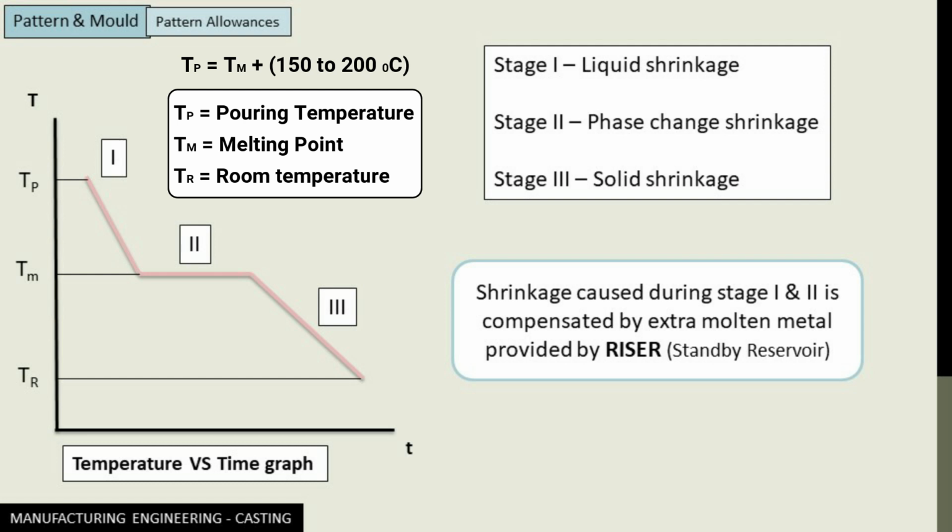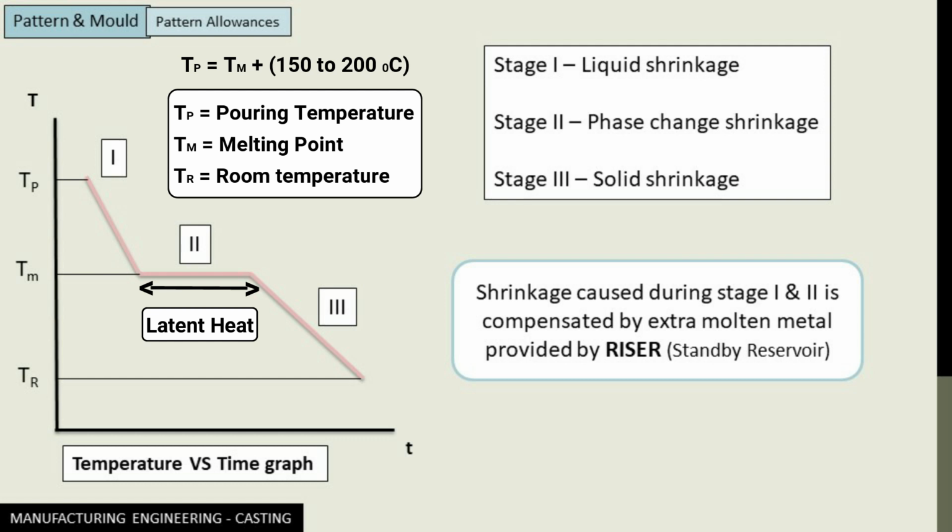Now this whole process is bifurcated into 3 stages. Stage 1 is the liquid shrinkage, in which the molten metal is poured and flowing through the gating system. The second phase is the phase change shrinkage, in which the liquid metal starts to turn into solid. During this time period, temperature remains constant for a certain time because latent heat is being released. And latent heat is what? Latent heat is the hidden heat. And the third stage is the solid shrinkage.